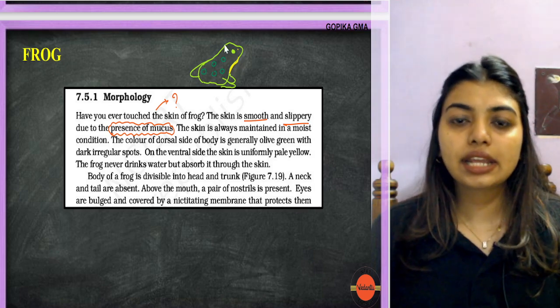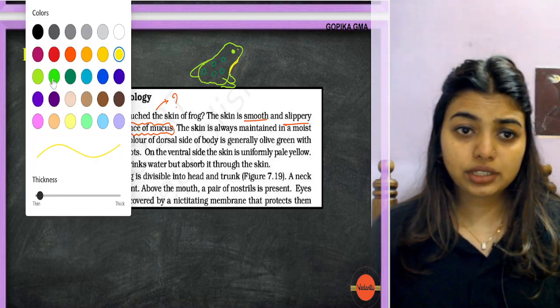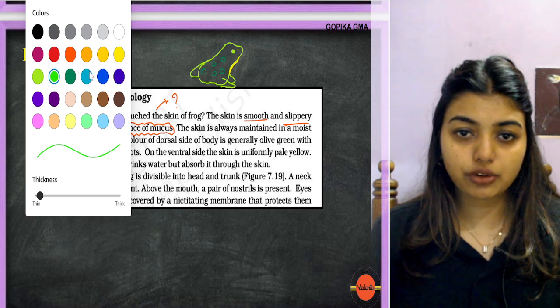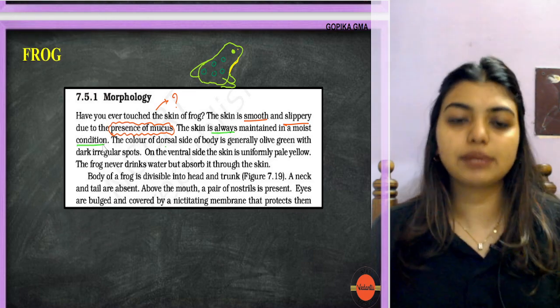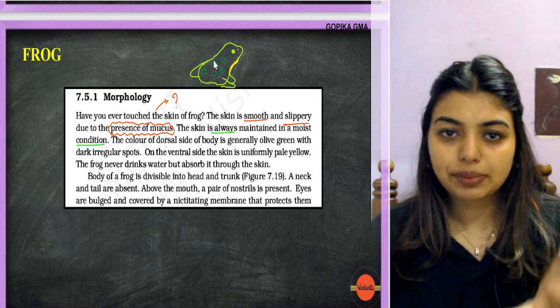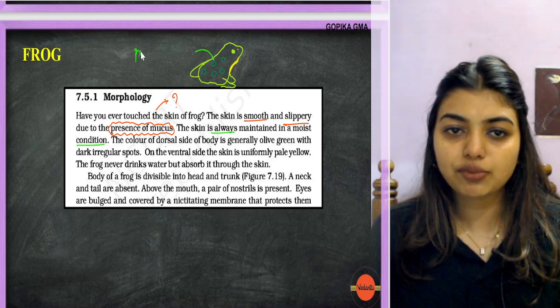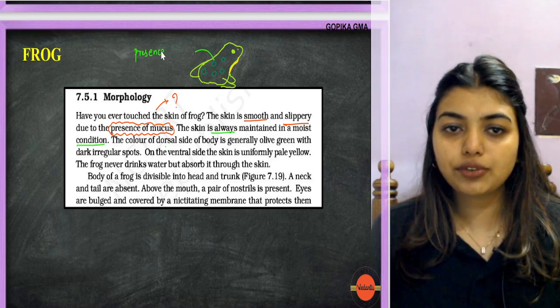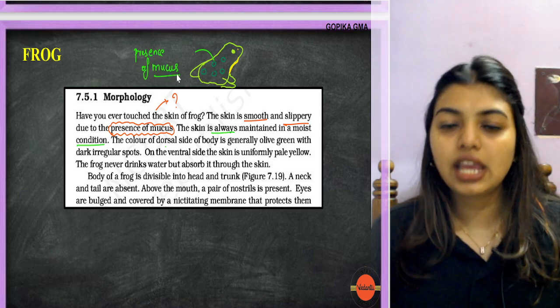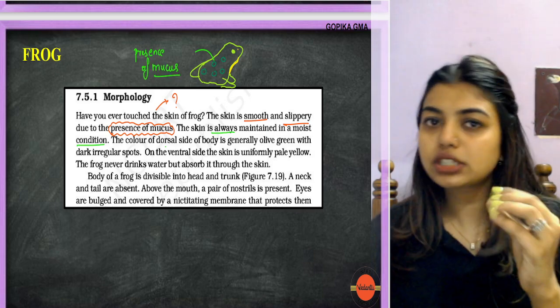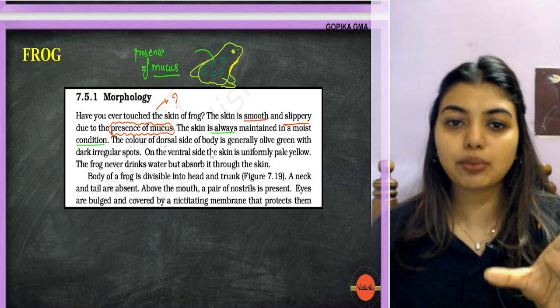Got it, students? Now, a very important thing that you need to know about frogs: the skin is always maintained in a moist condition. That means this skin has a presence of mucus. And obviously all of you know what mucus is. It is definitely having a lot of liquid, a semi-solid thing, no? So mucus is definitely going to keep their surface moist.